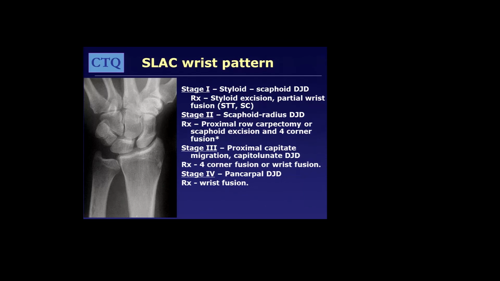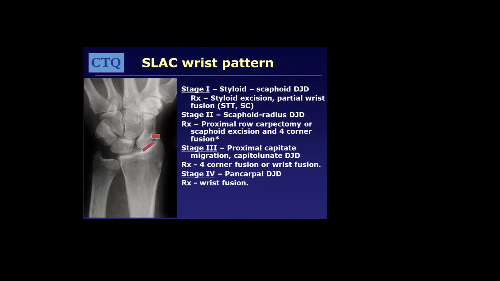Scapholunate advanced collapse, or SLAC, is a predictable progressive pattern of degenerative changes in the wrist that occurs as a result of a scapholunate injury that leads to the DISI deformity or carpal collapse. The stages of the disease: stage 1 is where you have degenerative changes between the radial styloid and the scaphoid. In these cases, patients can be treated with an excision of the radial styloid, plus or minus an intercarpal fusion to prevent progression of the collapse.